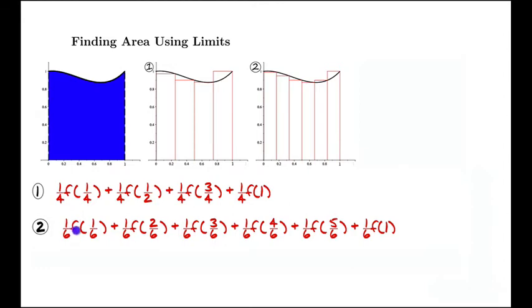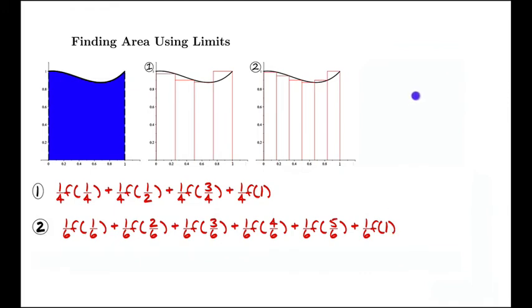Again, each of the widths is going to be 1/6 because we use 6 rectangles. The interval was 0 to 1. We divided it into 6 pieces. So each width is 1/6. And the heights are going to be f of 1/6, that's the first one, f of 2/6, that's the second one, f of 3/6, that's the third one, f of 4/6, f of 5/6, and finally the height of the last rectangle is going to be f of 1. That'll give us a better approximation because we use more rectangles.